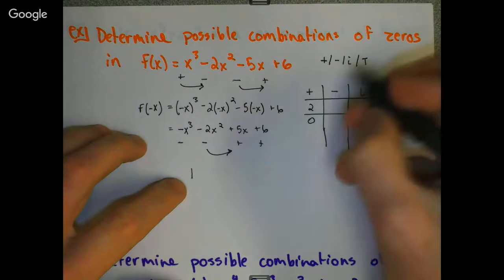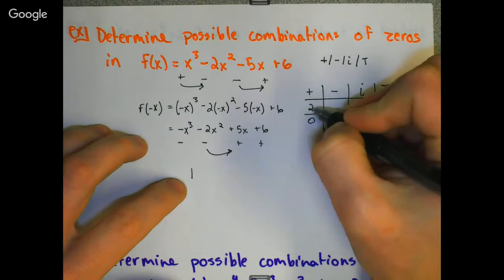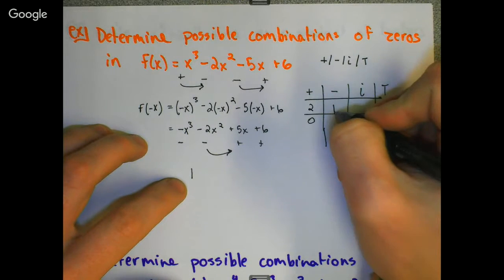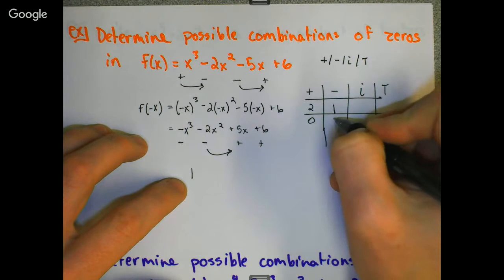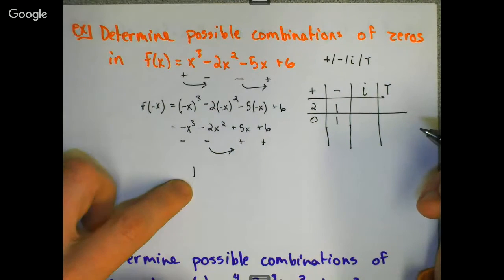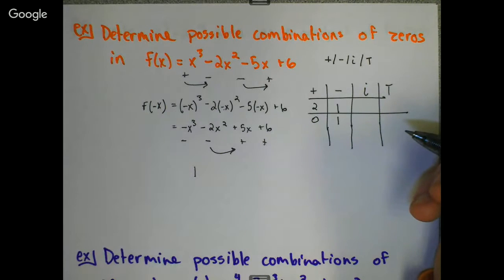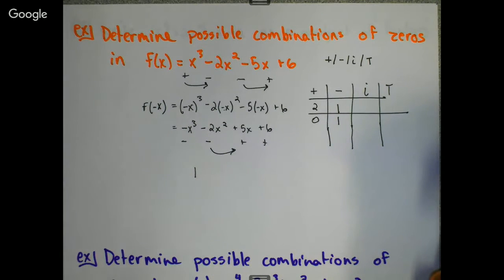Okay, so I come over here, and if I have 2 positive, I have to have 1 negative. If I have 0 positive, I have to have 1 negative. I have to have 1, because if I subtract 2 from that, I get a negative 1. I don't want that. So there's at least one, or there is one negative zero.